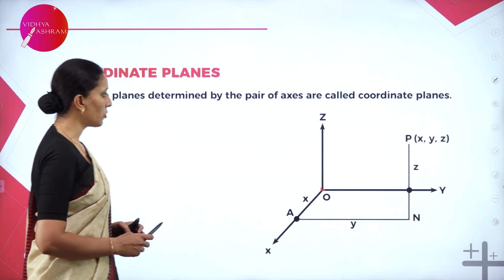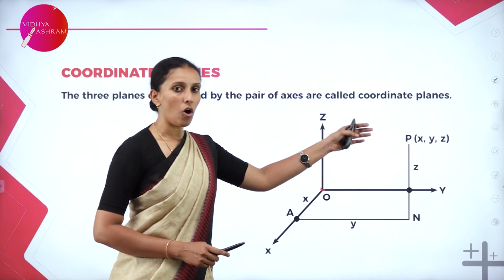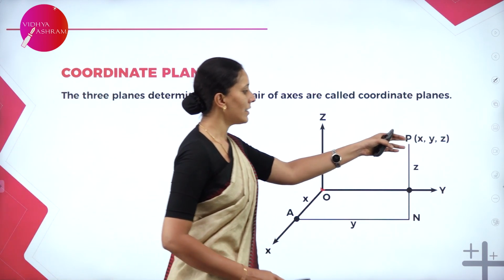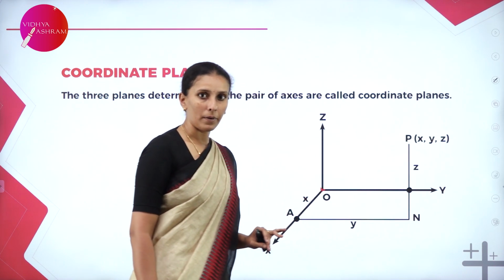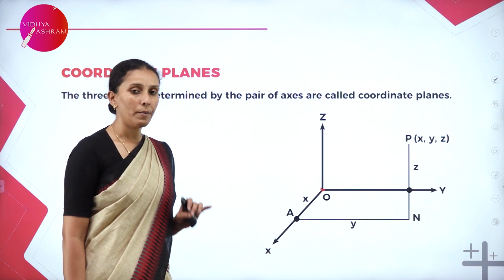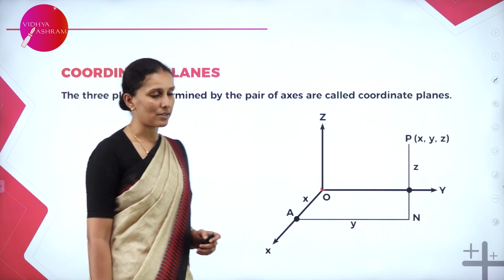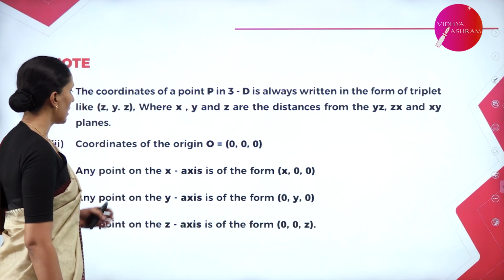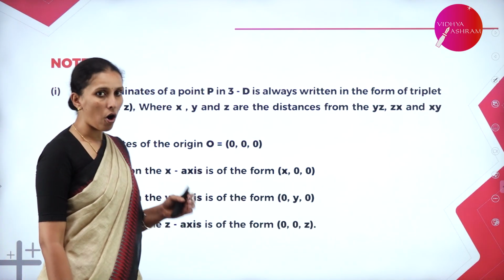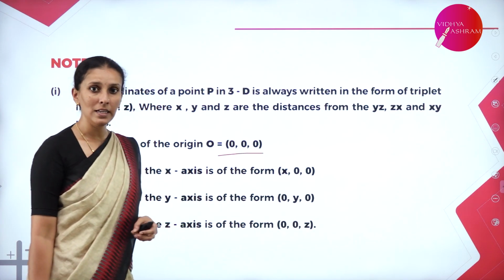Now, a certain point to be noted in three-dimensional geometry is that any point in three-dimensional space is represented using an ordered triplet, that is x, y, z. That is the distance of a point with respect to the x-axis, y-axis and z-axis. The next thing is that the coordinate of the origin is always determined in the form of 0, 0, 0.